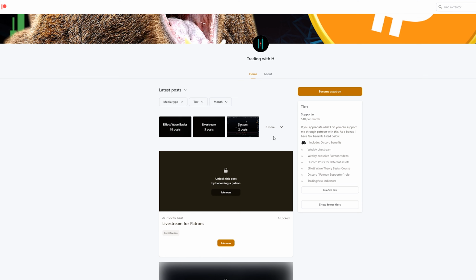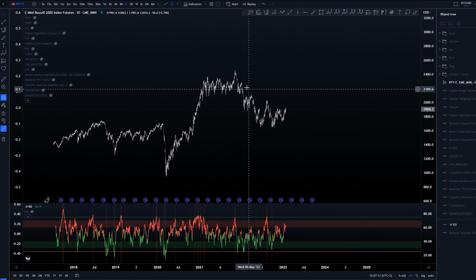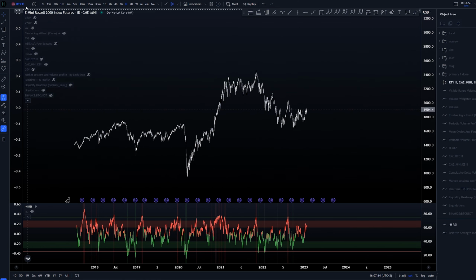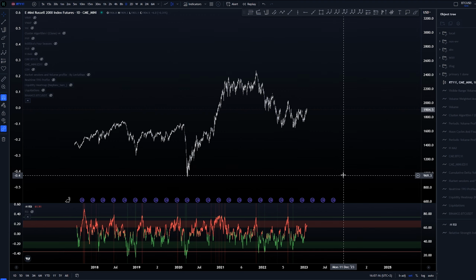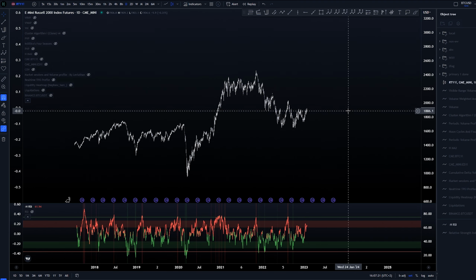Let's get into the charts next. So today we're going to be focusing on this index futures chart here on RTY1! (exclamation mark). But yeah, let's get started here.